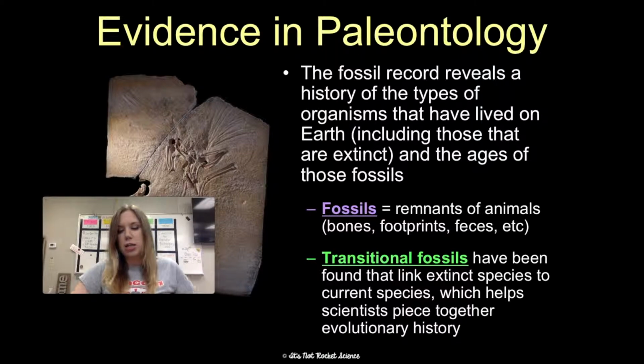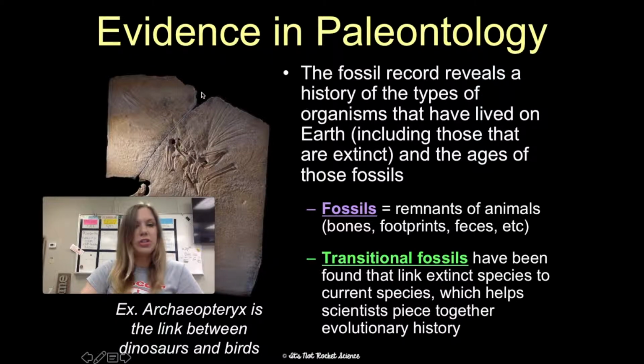So let's say deep within layer 4 of a specific section of sedimentary rock, we find a fossil of a dinosaur, a pterodactyl or something like that. And then let's say in layer 2 or 3, we find a fossil that perhaps looks like this. This is called an Archaeopteryx. Hopefully I said that correctly. This is actually the link between dinosaurs and birds. It is a bird-like organism, but it has the features of a dinosaur.